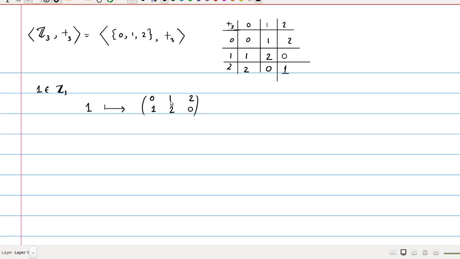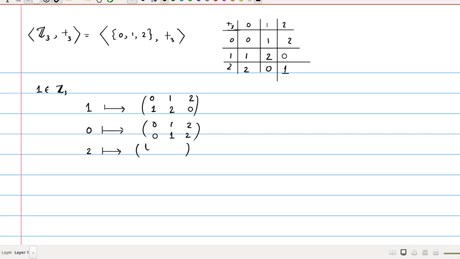Okay, so when you operate this one with these elements, you will get the corresponding images, and those elements are the images of the corresponding elements. So if you take 0, then what is the permutation corresponding to 0? We write 0 1 2 here, and operate the 0 with these elements, so you will get the same thing. And if you have 2, then what is the element corresponding to 2?